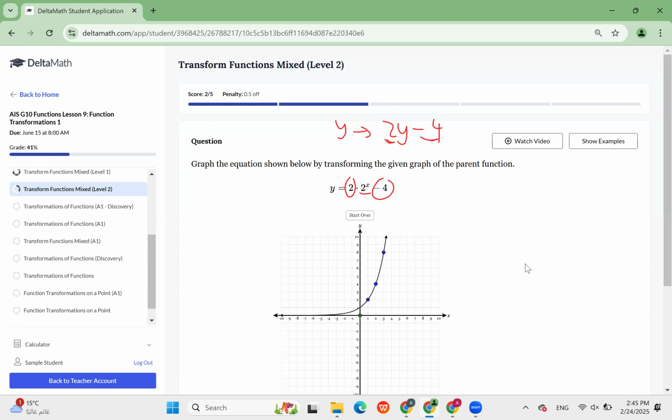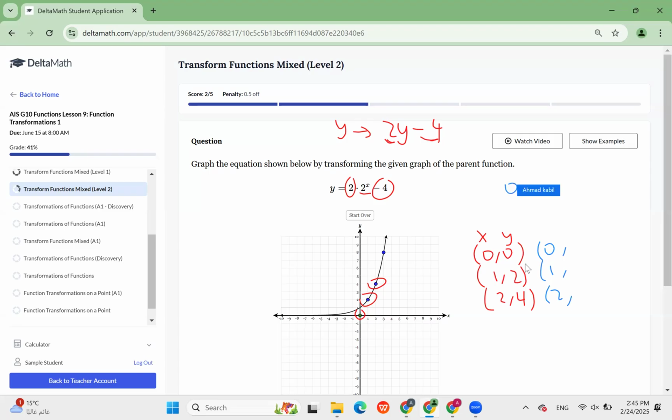So let's take 3 points. We can take the green and 2 of the blues. So we have 0, 0, 1, 2, and 2, 4. This is x and this is y. The x's will remain the same, so 0, 1, and 2. The y's will be 2y minus 4.